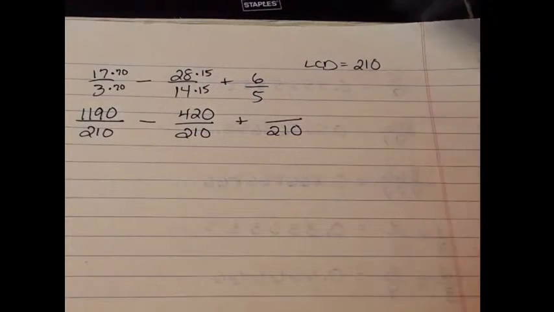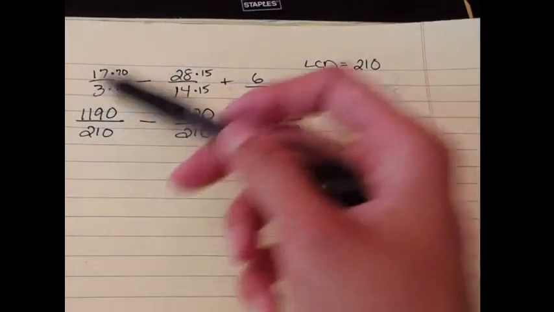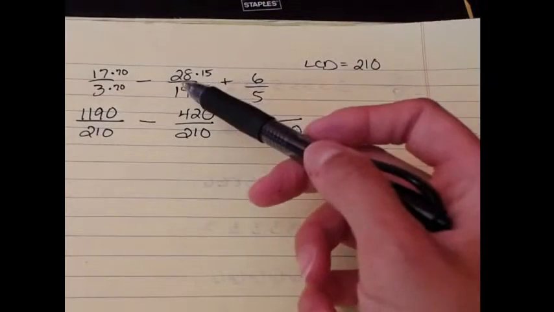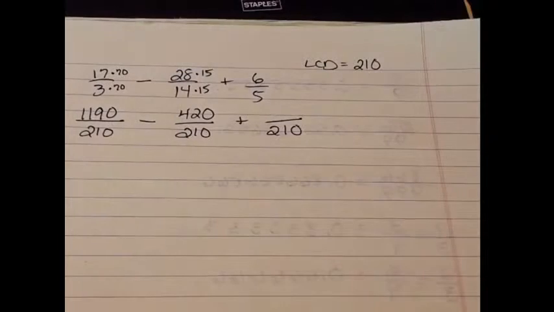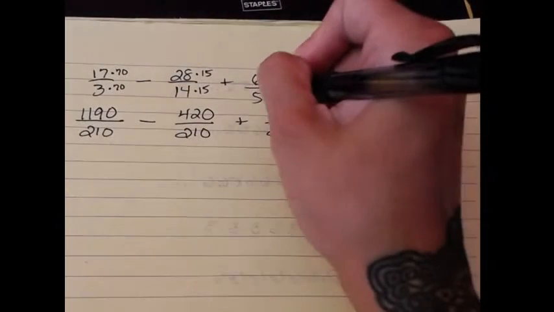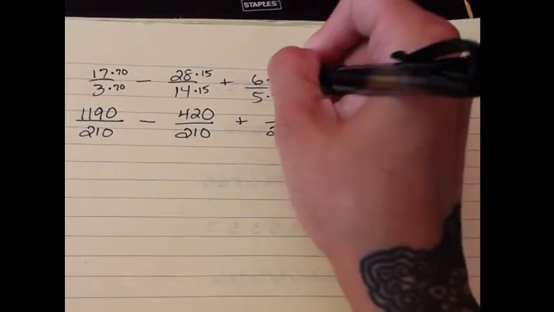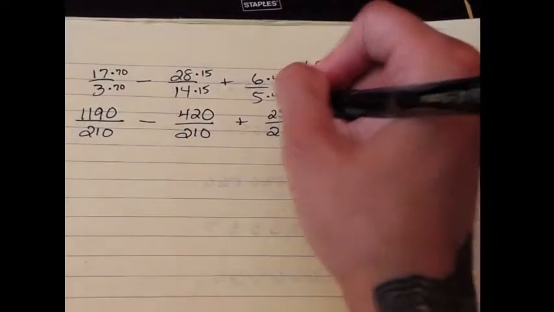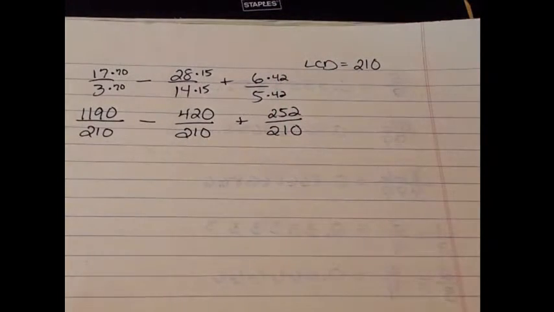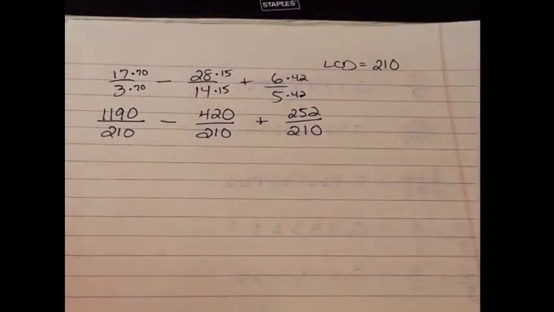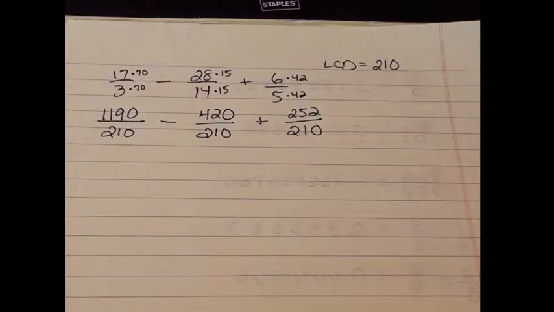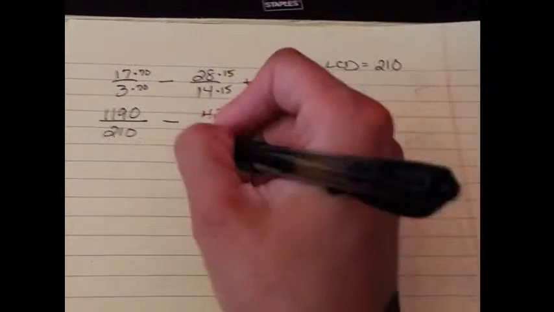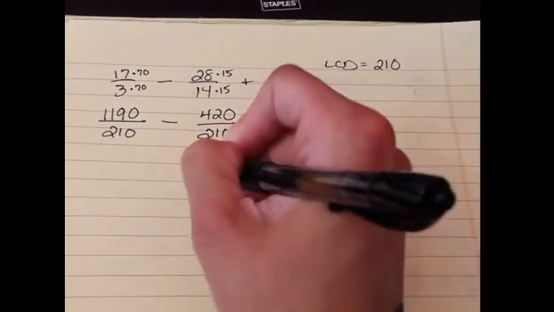Lastly, we want 5 to become 210, and we know that 5 times 14 times 3 is 210. So 14 times 3 is 42. So we'll multiply numerator and denominator. So 42 times 6 gives us 252. At this point, as crazy as that looks, we still have our tool. So I'm going to take 1190 minus 420, add 252, and that gives us 1022 over 210.